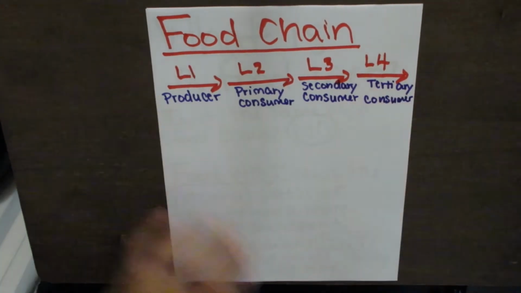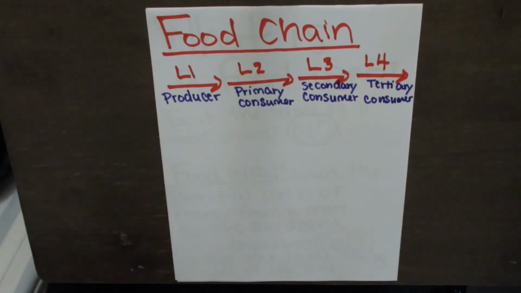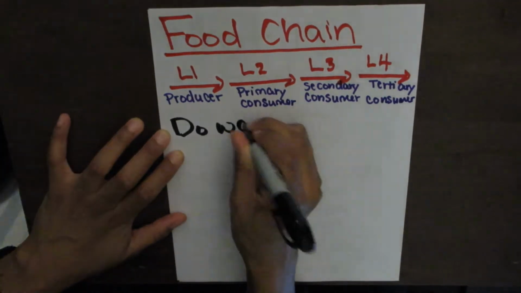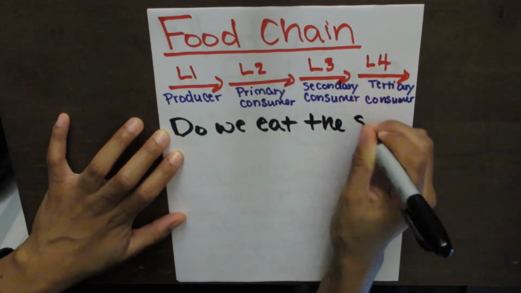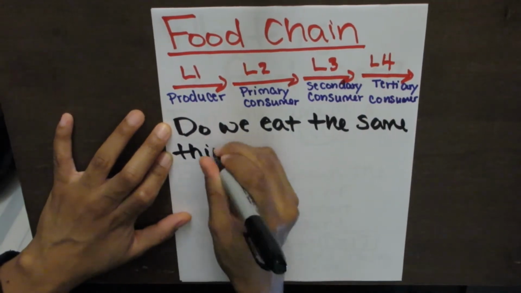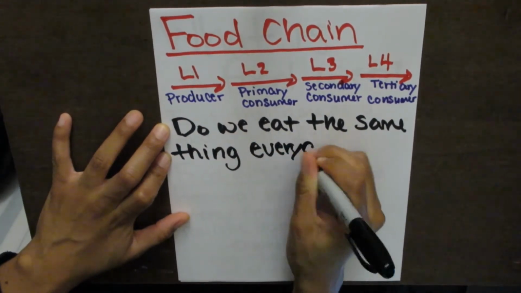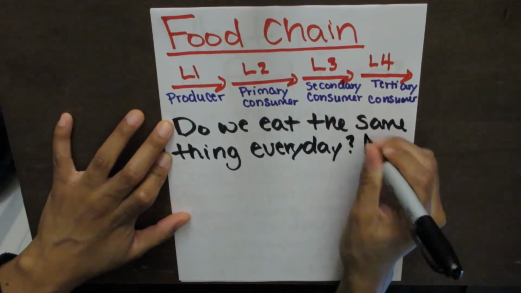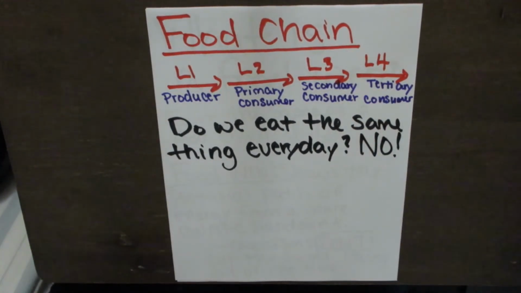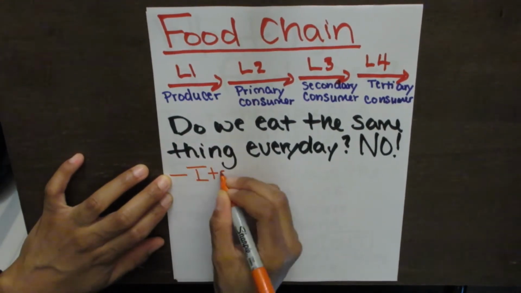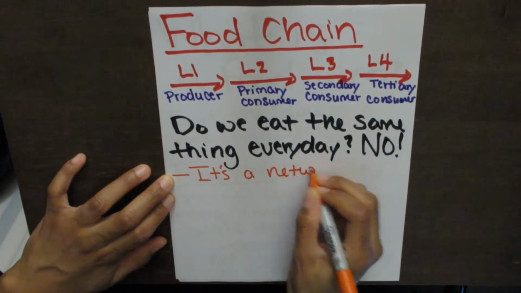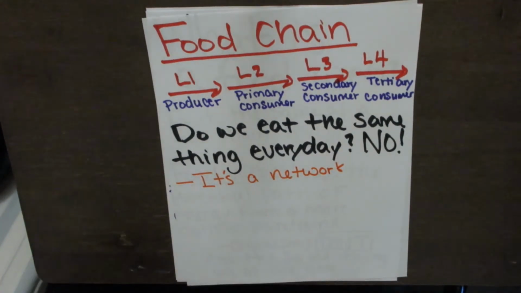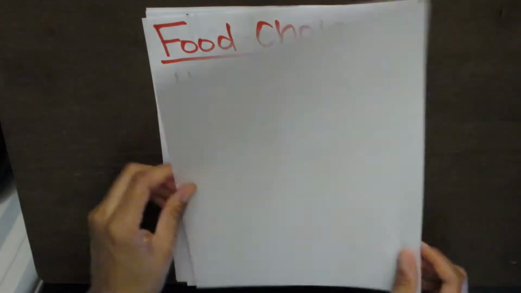So you should know the answer to this question I'm about to ask if you were listening. So do we eat the same thing every day? Take a minute, think about it. We just talked about it. No, we do not eat the same thing every day. We eat different things every day. So a food web is going to show that. A food web is more of a network. So let's go ahead and look at how that's going to play out.